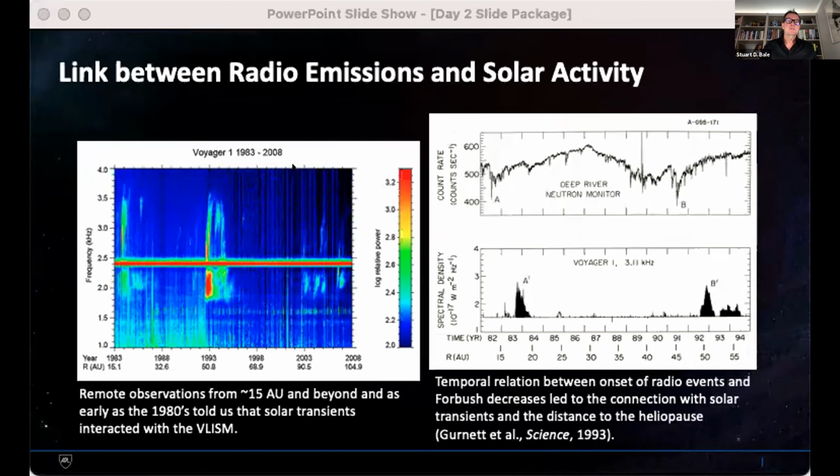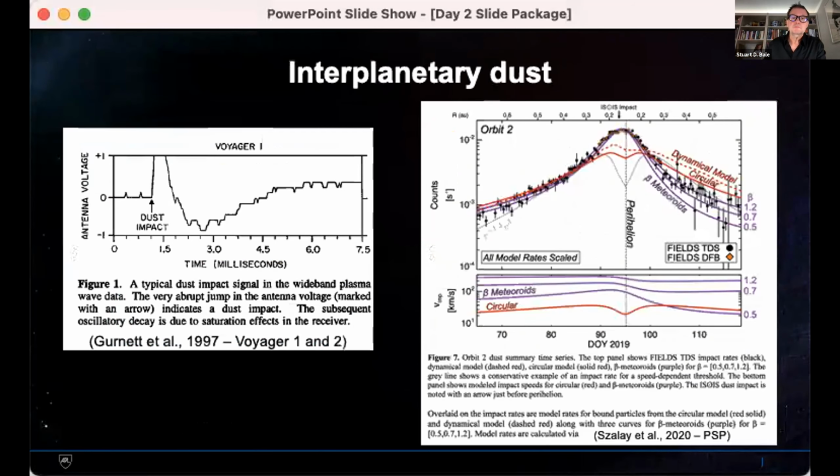The next slide shows you dust impact, interplanetary dust. Although maybe not a primary consideration in the design, interplanetary dust measurements with the spacecraft come essentially for free.